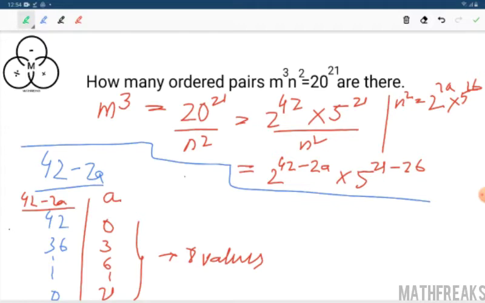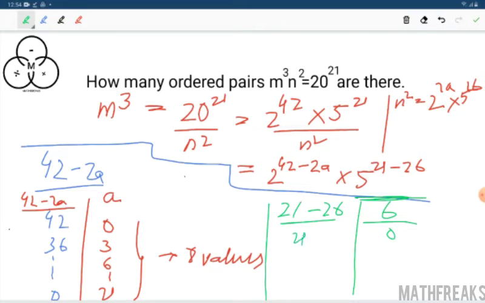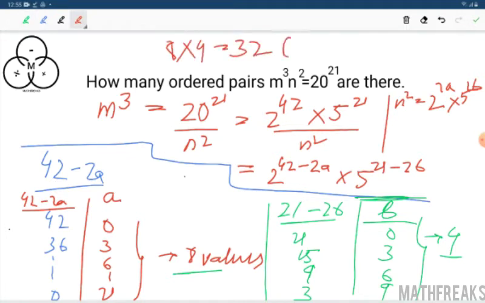Similarly, for this we will find 5 to the power 21 minus twice b, and here I am taking the values of b. b equals 0, then 21; b equals 3, then 15; b equals 6, then 9. These are the permitted values of b for which 5 to the power 21 minus 2b will give us a cube. So for b we have 4 values. So the number of ordered pairs is simply 8 multiplied by 4, which is 32. This would be the answer.